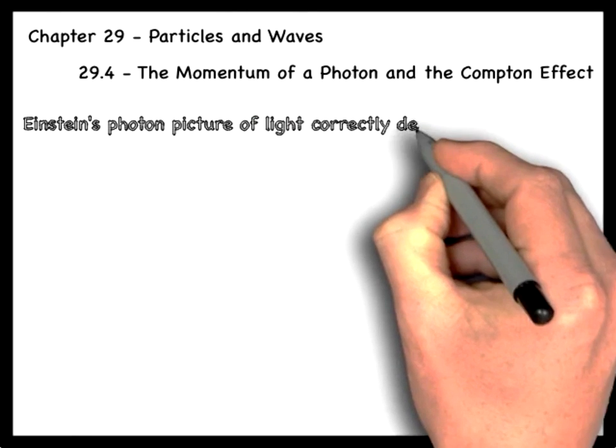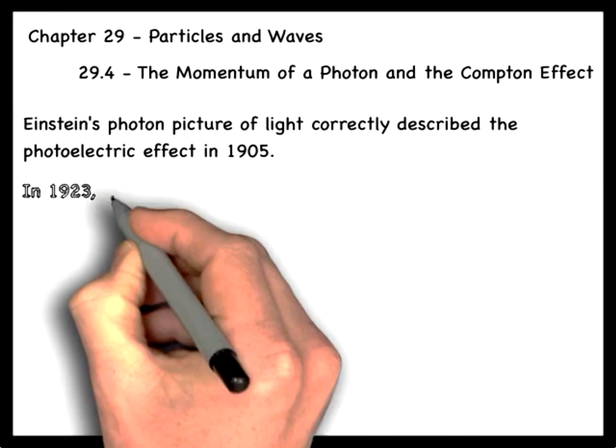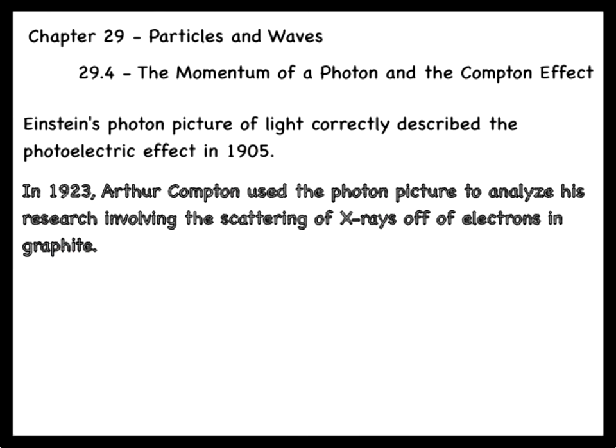In the previous section, we showed how Einstein's particle, or photon, description of light correctly described the photoelectric effect in 1905. However, the particle picture of light did not gain general acceptance until 18 years later, in 1923, when another set of experiments could only be understood within the framework of a particle picture. The American physicist Arthur H. Compton used the photon model to explain his research on the scattering of X-rays by electrons in graphite.